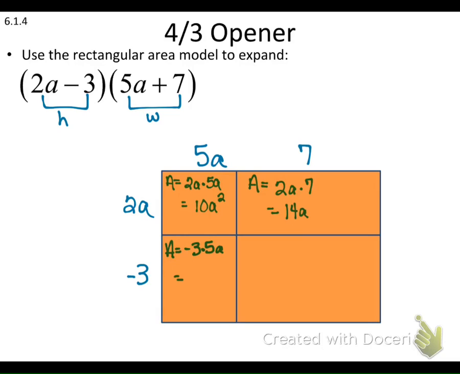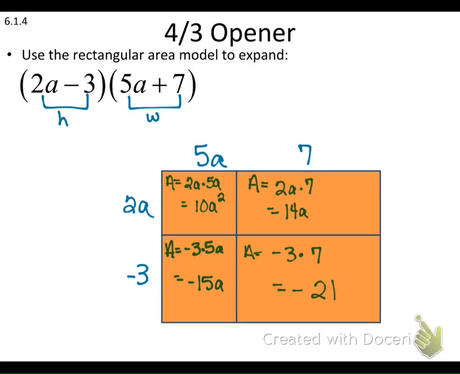So what's -3 times 5a? -15a. All right, and then I go to my last section. My height times my width, which equals? Close. I'm trying to cut it off. 21, there it is. Okay, now from here, I find the total area.